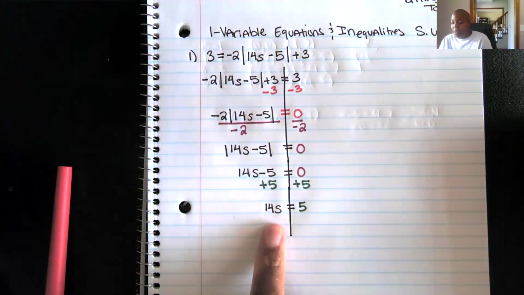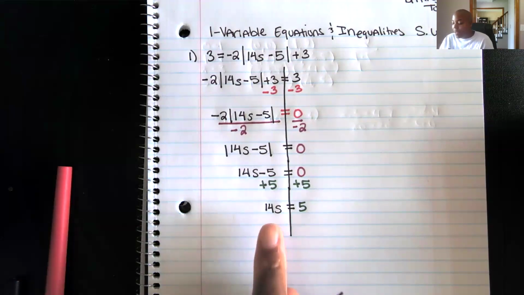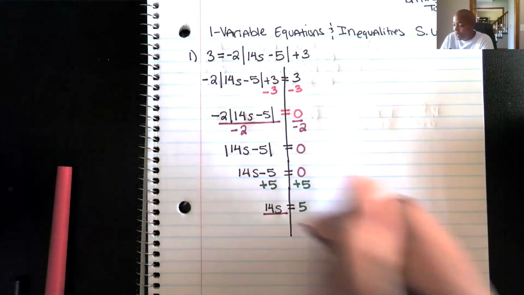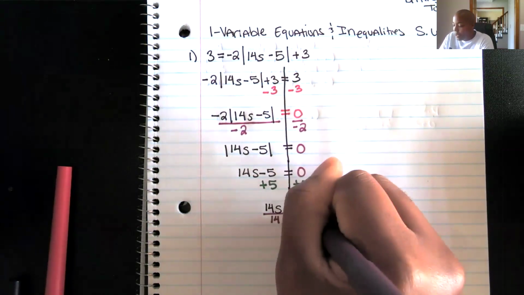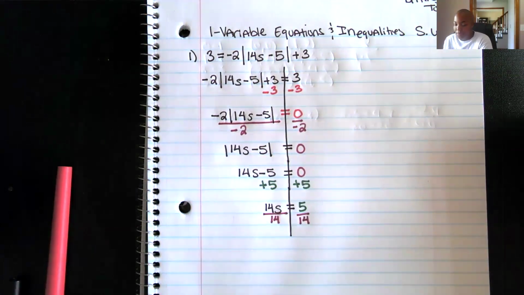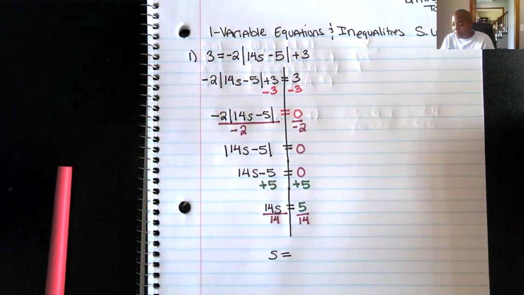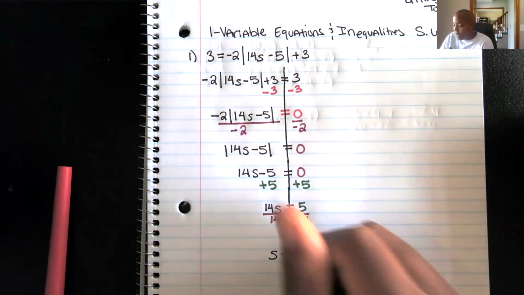Now we need to get s all by itself. Right now, the 14 and the s are being multiplied. The opposite of multiplication is division. So we divide both sides by 14. 14 divided by 14 is 1. So we're left with s is equal to 5 over 14.